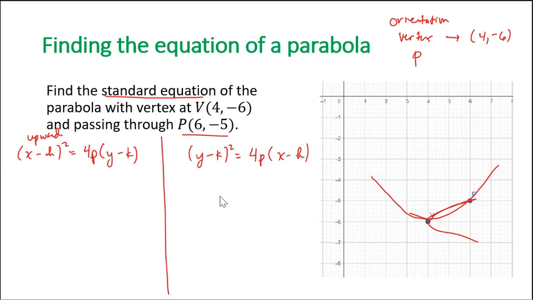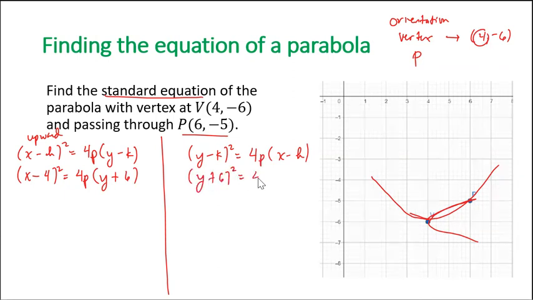So solving for both cases here, we have x minus h, so h is equal to 4. So that's x minus 4 squared is equal to 4 times p times y minus negative 6. So that's going to be y plus 6. Now for the rightward orientation, it will be y plus 6 quantity squared is equal to 4 times p times x minus 4.